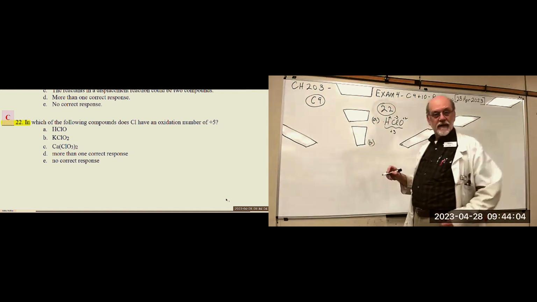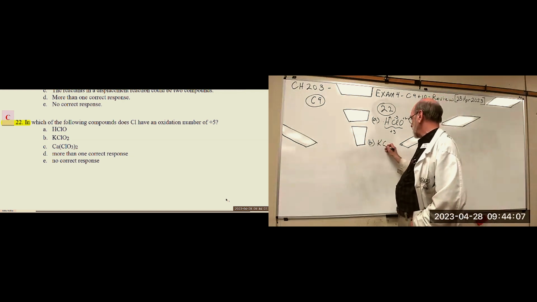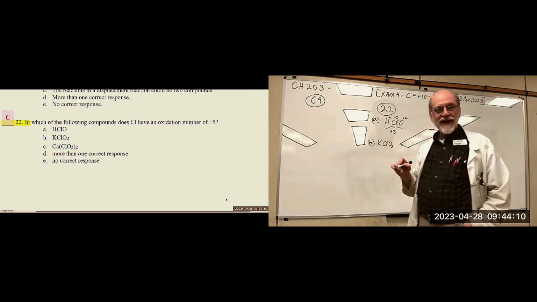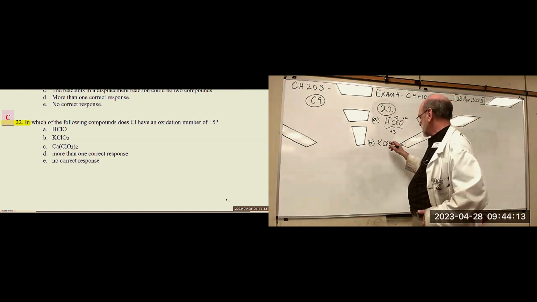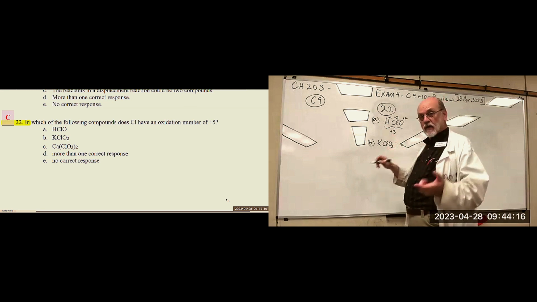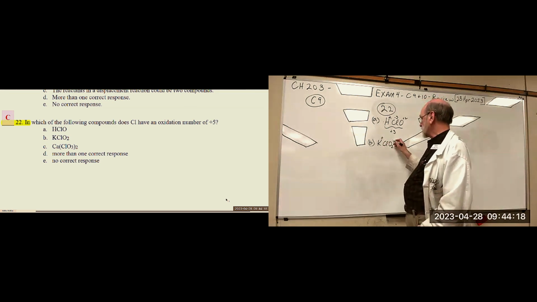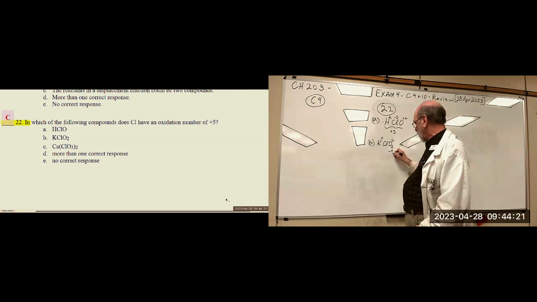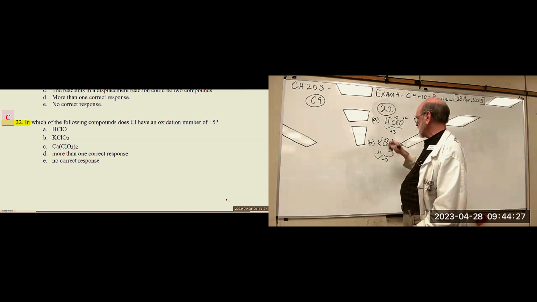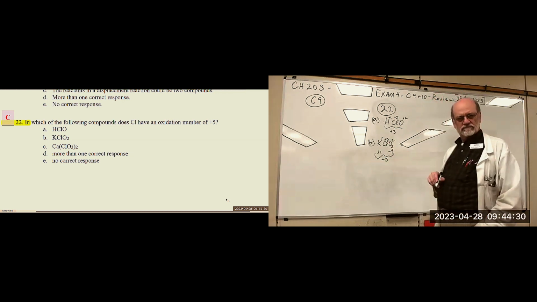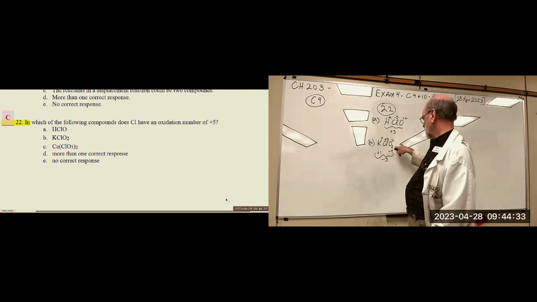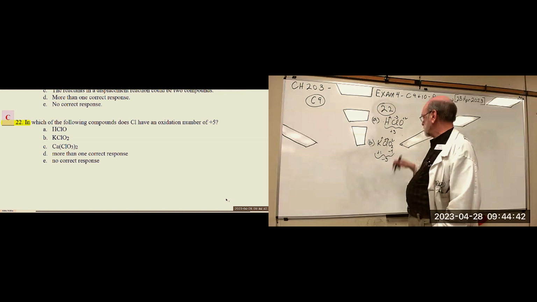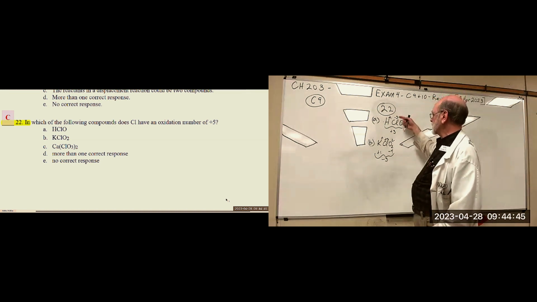We're looking for +5. How about potassium chlorite? Let's see. Potassium is an alkali metal. It's always +1. Oxygen's -2, so that's a -4, and this is a +1. Together that makes -3, so this is a +3. Is that right? Let me see. -4, +1. Yeah, that's right. Ah, that was a -3. This is a +3.